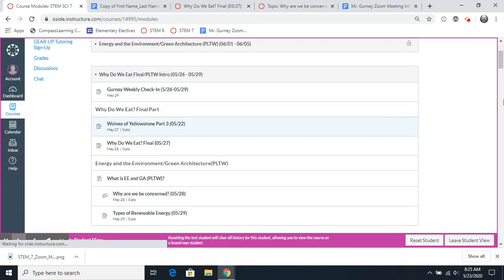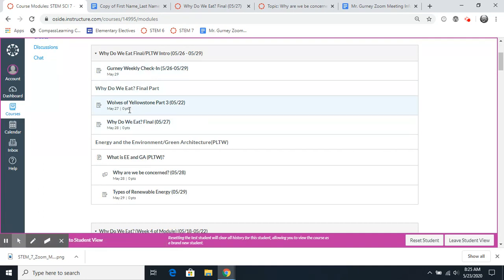So there are only 4 things. Wolves of Yellowstone Part 3, Why Do We Eat Final, Why Are We Concerned, and Types of Renewable Energy. Once you complete that, you'll be done for the week. And then for our last week after this, it'll be our last week of academic lessons. We will just continue on with EE and GA. So finish this week, and you'll be ready to do our last week on June 1st.